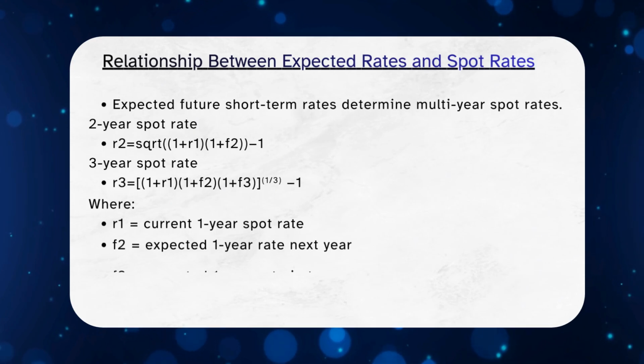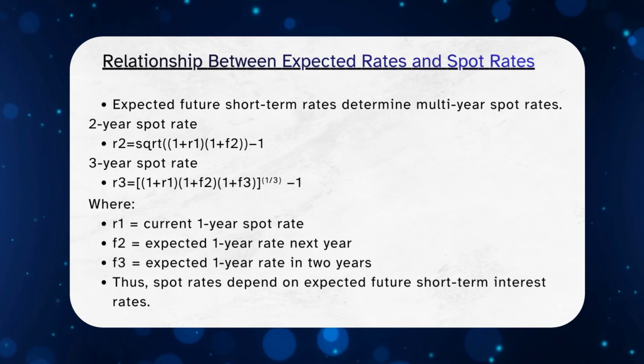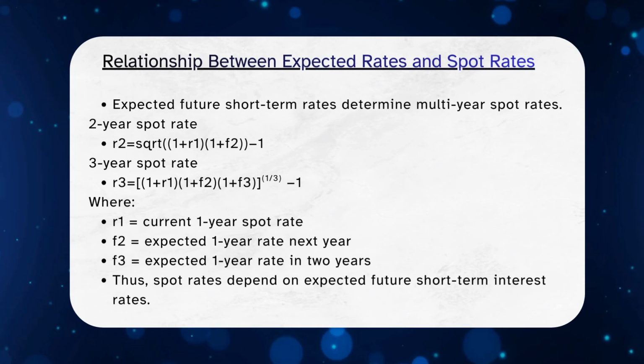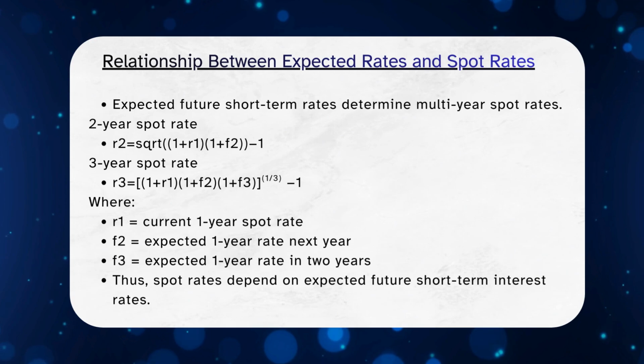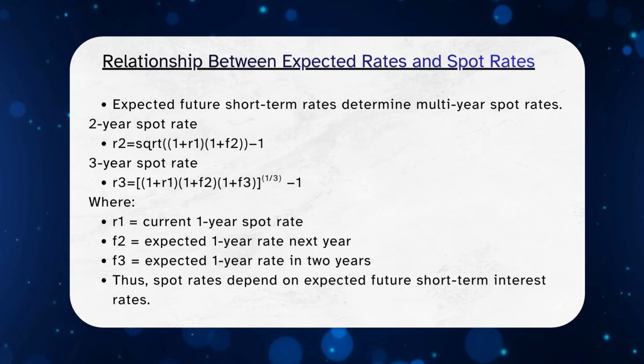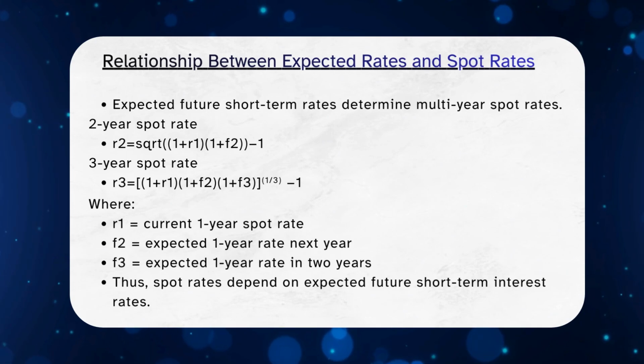Finally, it is important to understand the relationship between expected future rates and spot rates. Expected future short-term interest rates determine multi-year spot rates. Here, R1 represents the current one-year spot rate, F2 represents the expected one-year rate next year, and F3 represents the expected one-year rate 2 years from now. This shows that spot rates for longer maturities are essentially determined by expectations of future short-term interest rates.